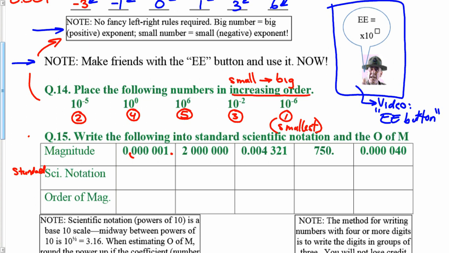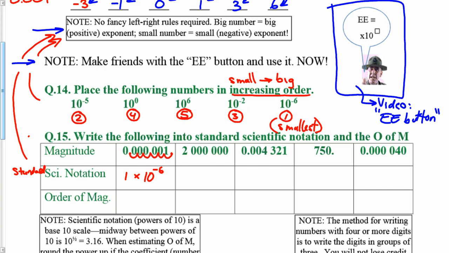Well, let's just count. 1, 2, 3, 4, 5, 6. It's a 1 times 10. There has to be a 6 up there. Is it a positive or a negative 6? Well, again, go back to that basic rule. Don't get fancy about, oh, I moved to the right and moved to the left. Is it a big or a small number? 0.000001, that's a small number. It gets a negative. There it is. 1 times 10 to the negative 6, aka 1 millionth. Done.